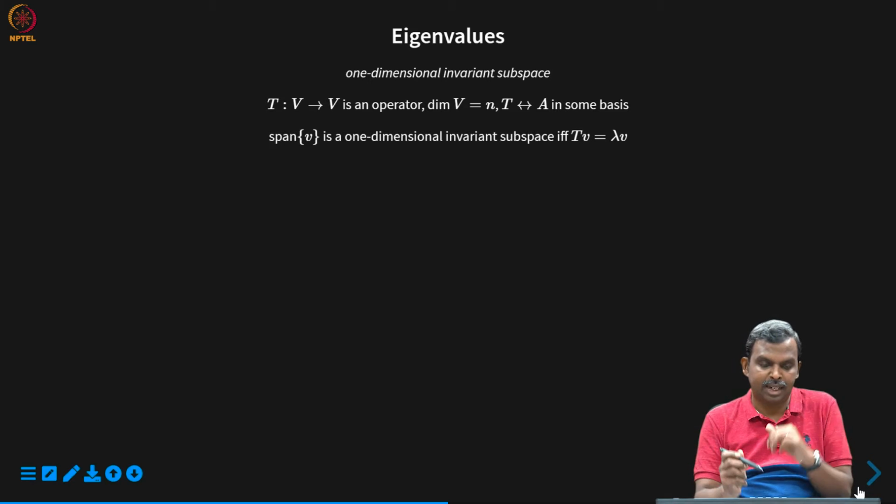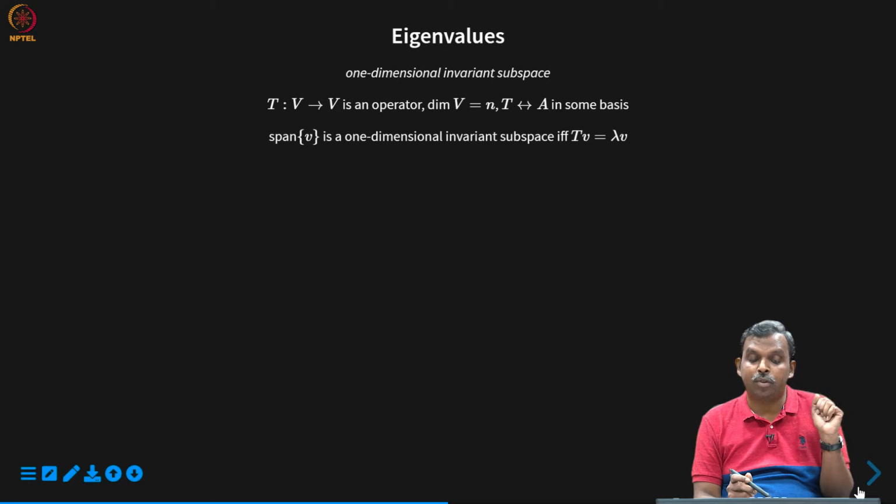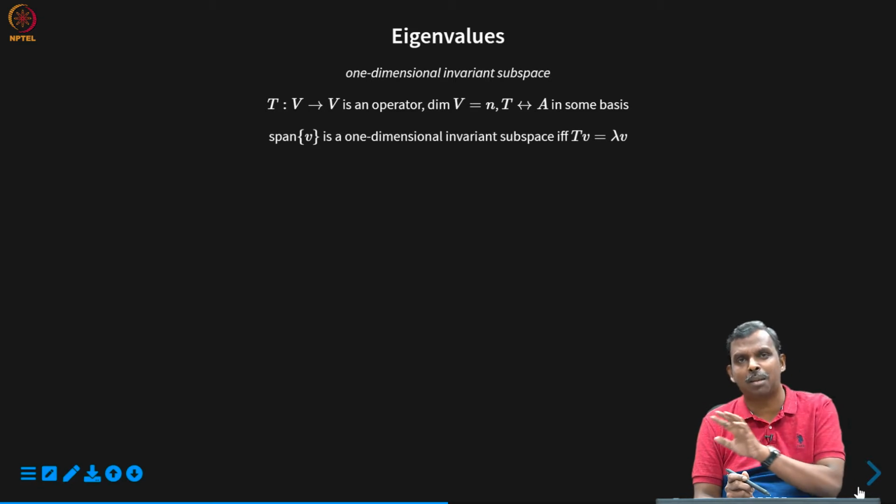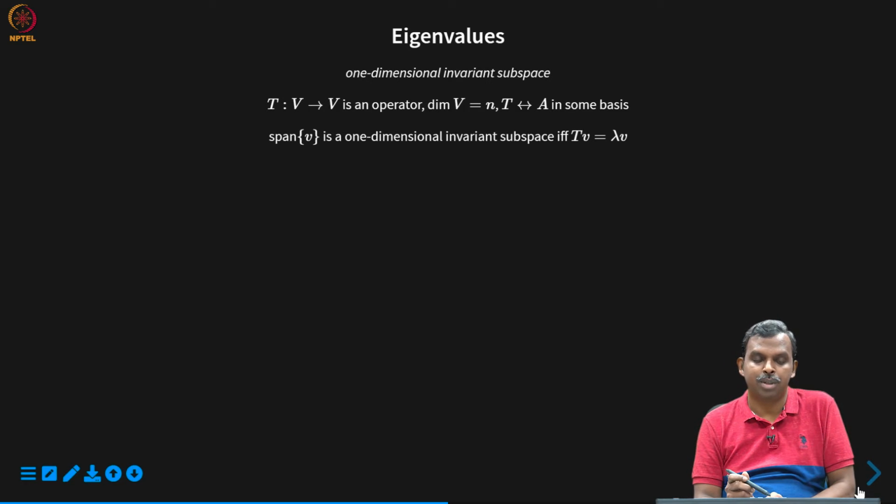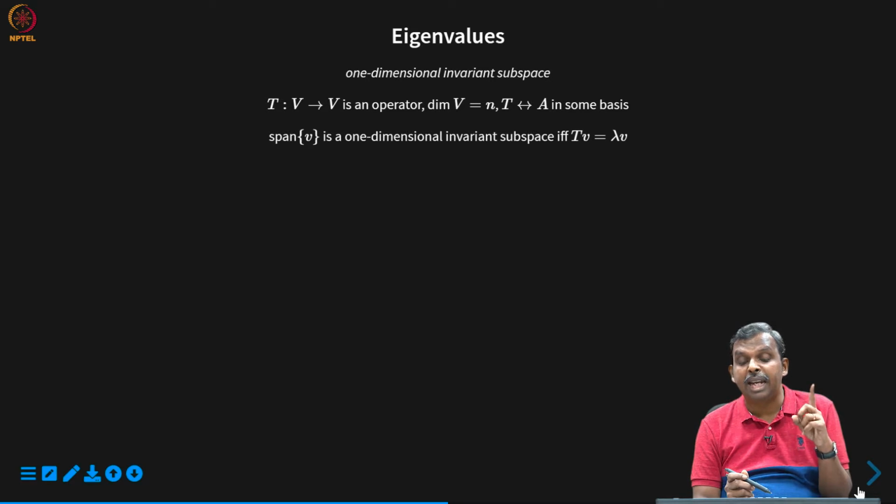So, let us do the setting carefully. I have an operator T from V to V. I will assume it is finite dimensional, and there is a matrix A associated with the linear operator T in some basis. You pick your favorite basis and you have a matrix A. Okay. So, let us say you have a one-dimensional invariant subspace. Okay. So, span of V, right. So, there will be one vector V and its span is the one-dimensional invariant subspace, let us say under T. Then what will happen if I do T times V? T times V has to be equal to lambda V. Okay. So, there should be some lambda such that T times V is equal to lambda V.